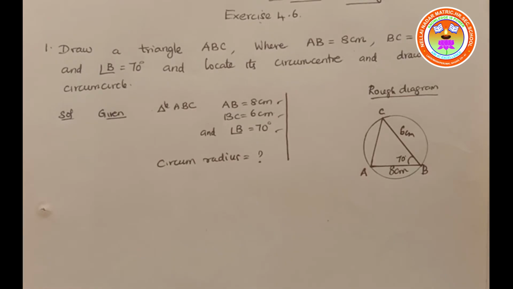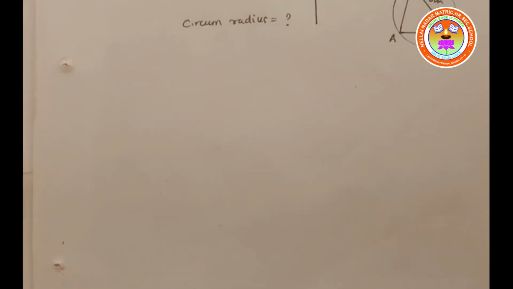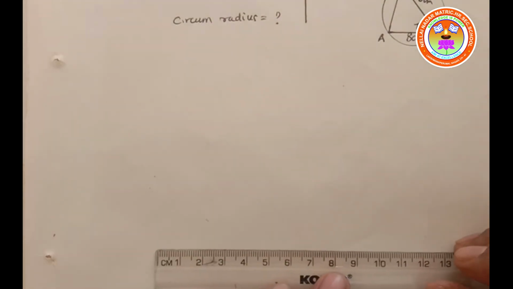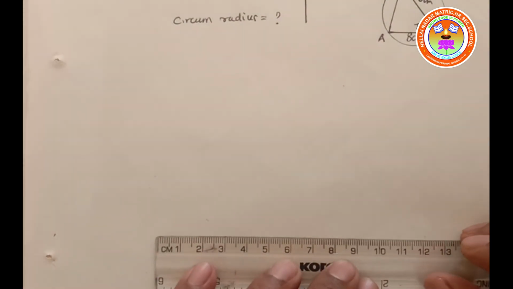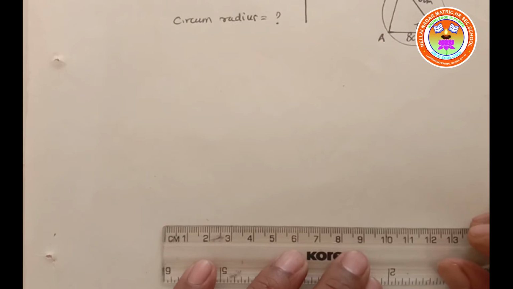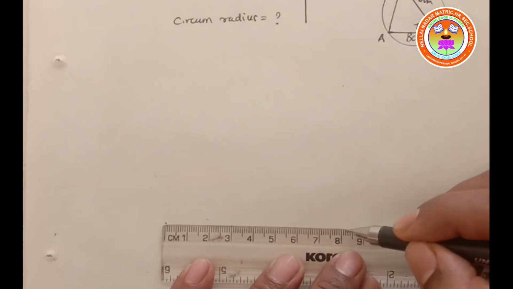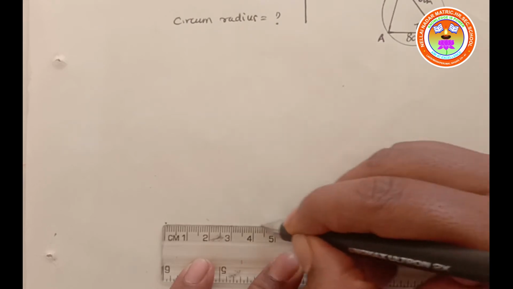It's clear, children? First we'll do, right, based on rough diagram, you're going to draw fair diagram. Draw AB equal to 8 cm. It's clear, children? Keep point here.